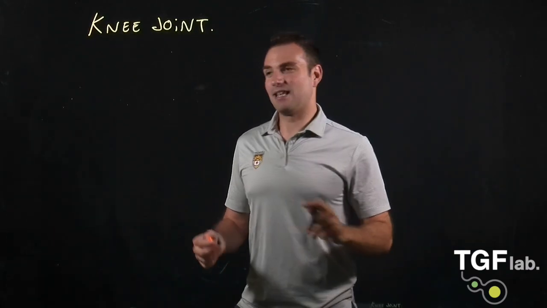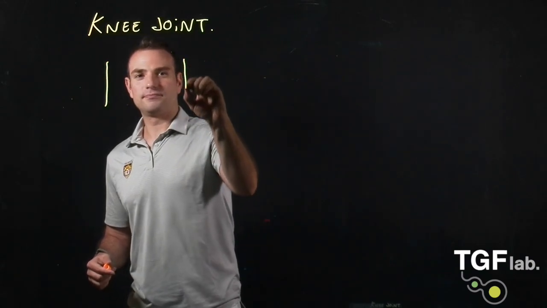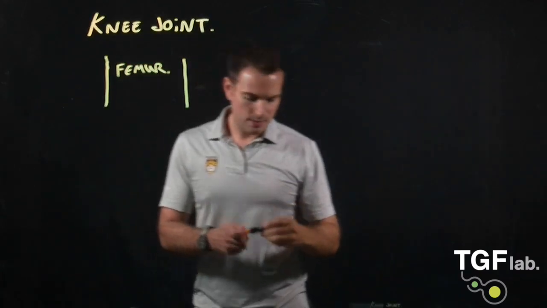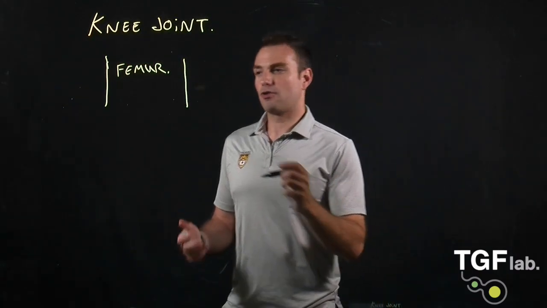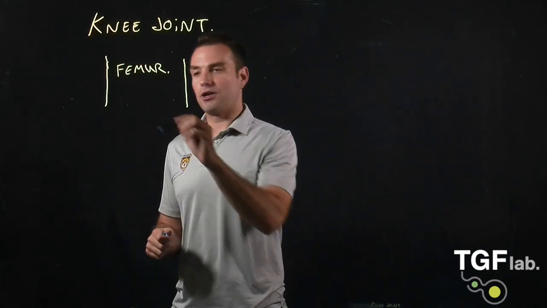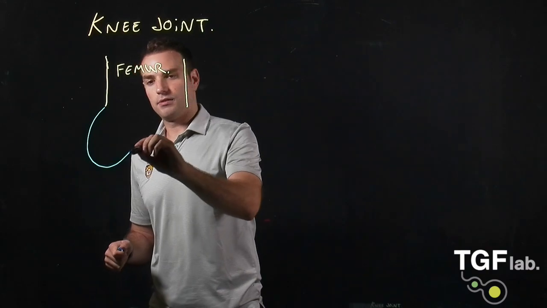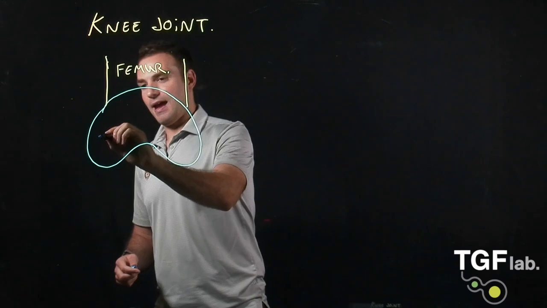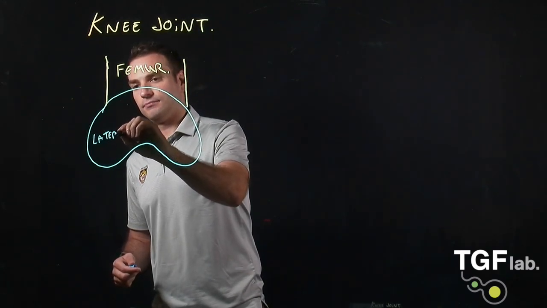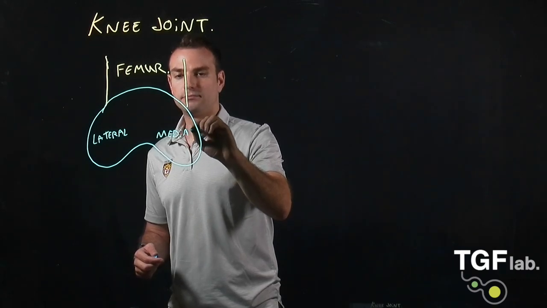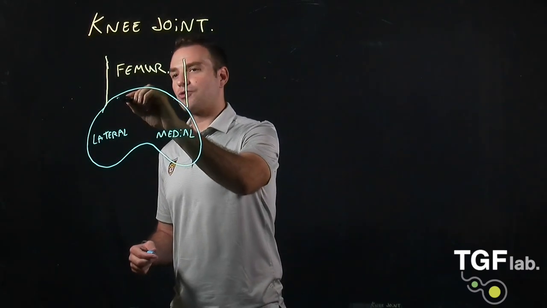So the first structure that we're going to see in the knee joint is the femur. Then under the femur, we are going to have the articular cartilage. So we are going to have the two condyles and also the patellar surface of the articular cartilage. So here we have the lateral condyle. We also have the medial condyle. And then here we have the patellar surface.